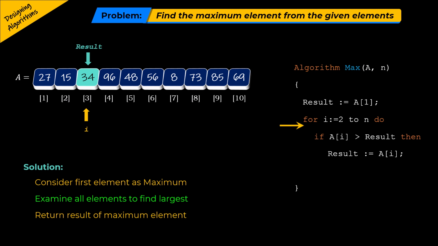Then we go back to the for loop where variable i will be incremented. So variable i was 3 and now variable i will be 4. Then we check if A of i is greater than result.